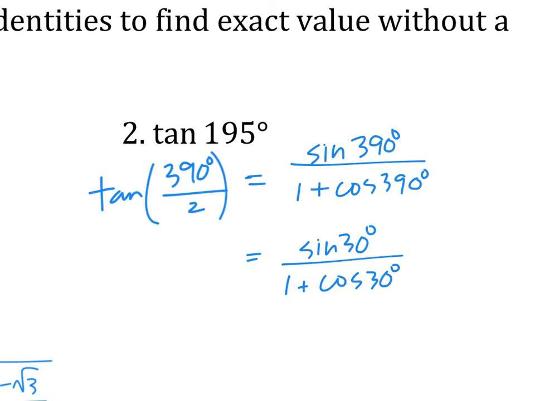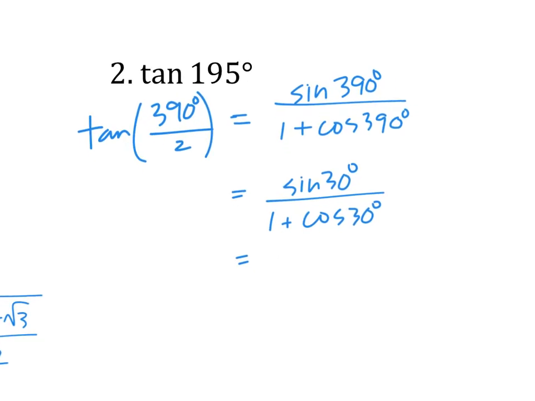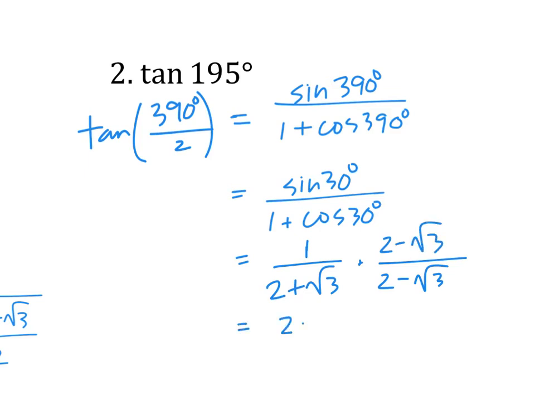Let me know when you're done. Okay, so first, a lot of you got to this answer, which is correct, 1 over 2 plus root 3. However, your solution is not going to say this answer. Your solution will have it rationalized. So then that's going to be 2 minus square root 3. In the denominator is a squared minus b squared. That turns out to be 1. So it's just 2 minus square root 3.